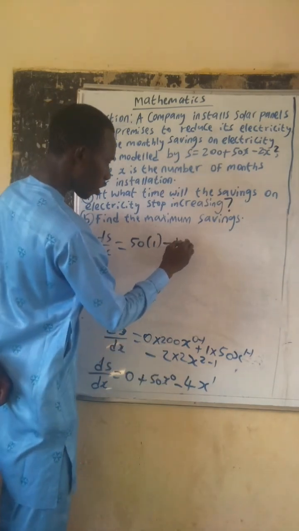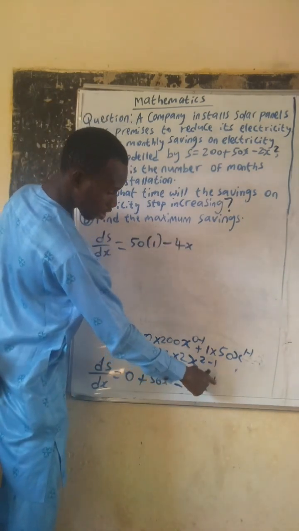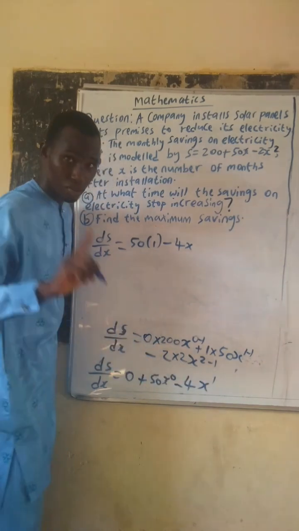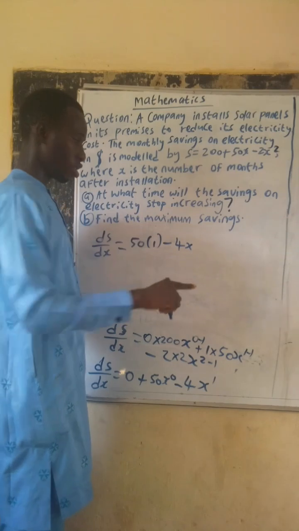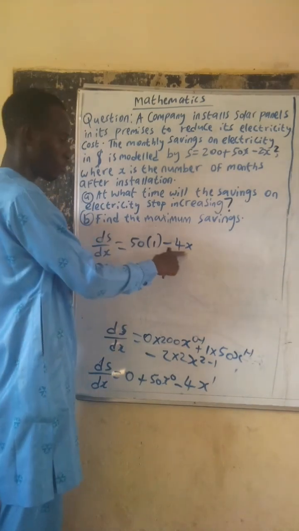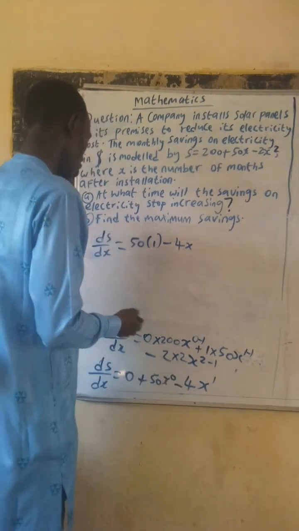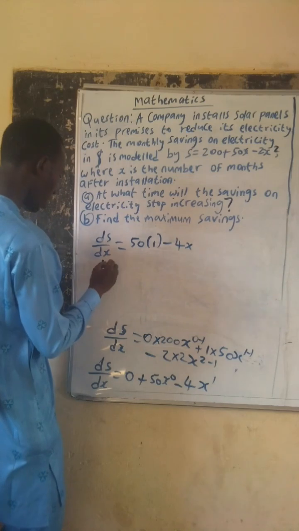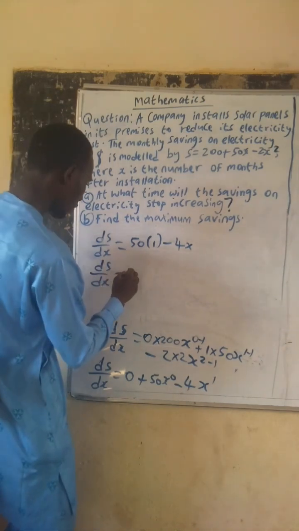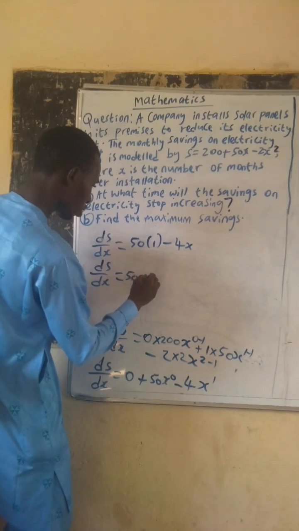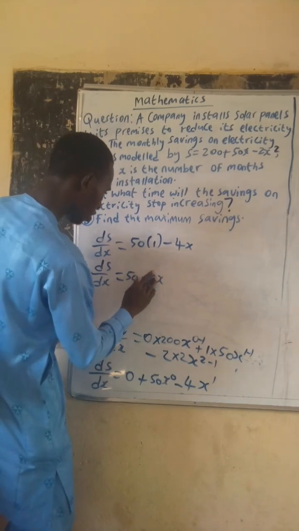So we have minus 4x. This was raised to power 1. That means x multiplies itself 1 time. So if x multiplies itself 1 time, x will still remain here. So we have minus 4x because of this 4 here. So what do you have then? You have the x equals to 50 multiplied by 1, which is 50. We have minus 4x.